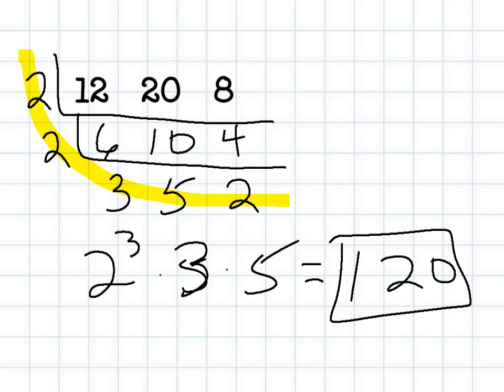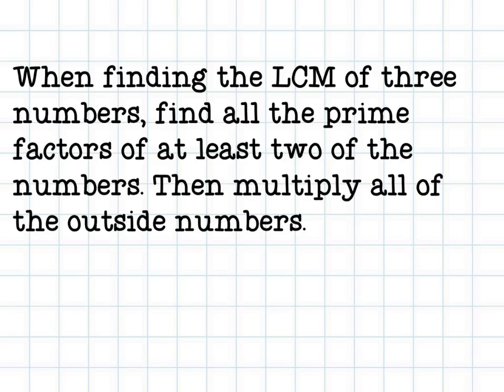Okay, so this one worked exactly the same way as it does with two numbers. Sometimes, though, it'll be a little different when you have three numbers. So the key to remember is when finding the LCM of three numbers, find all the prime factors of at least two of the numbers, then multiply all of the outside numbers. So let's do an example that will show you what we're talking about.